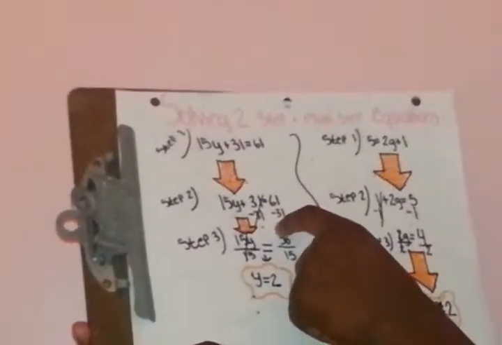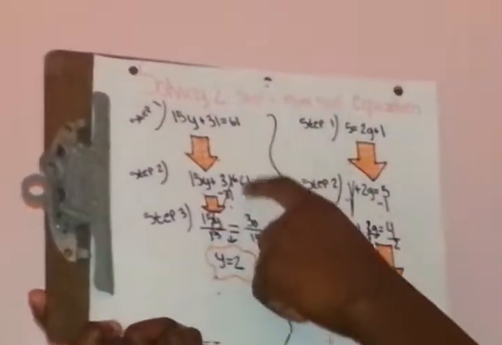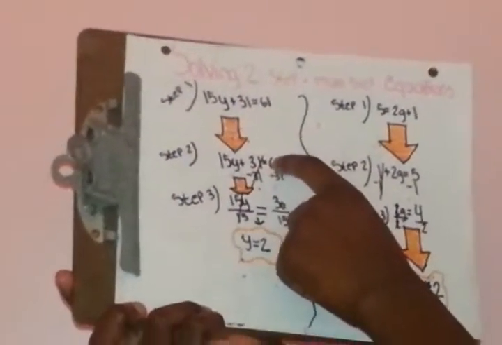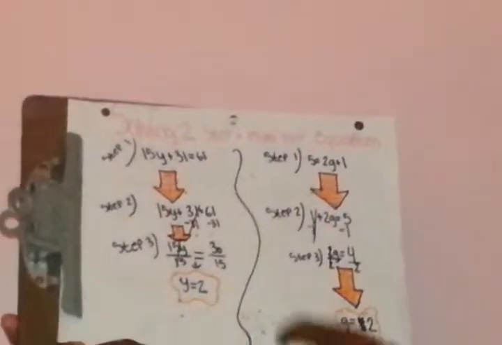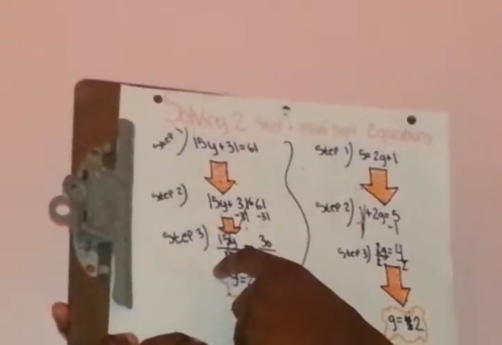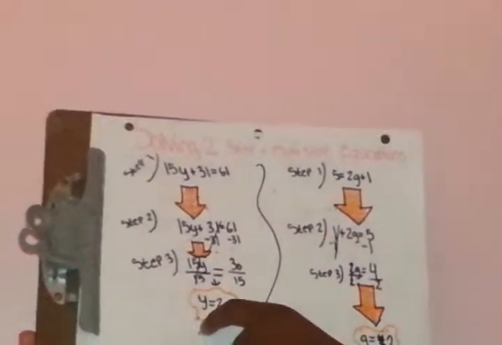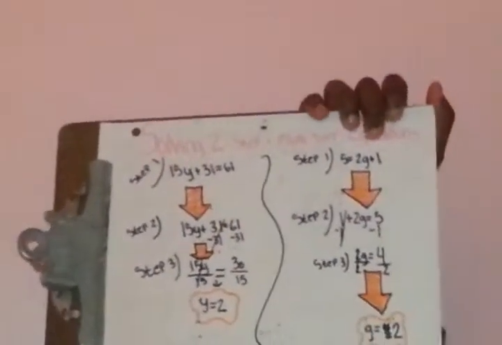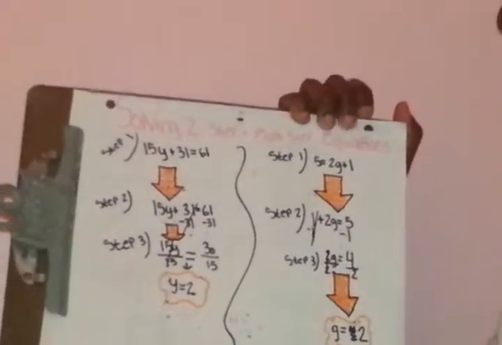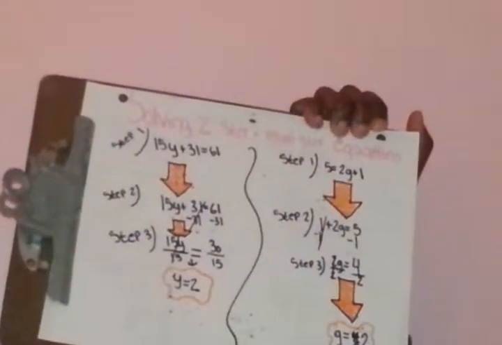And then after you cancel out the 31 right here, you would have to subtract 31 on the other side, and that would bring the 61 down to a 30, and it would be 15y divided by 15, and then 30 divided by 15, and then that will give you y equal 2. Now our next one is 5 equal 2g plus 1. But I personally like to change it into the correct order, and it would be 1 plus 2g equal 5.